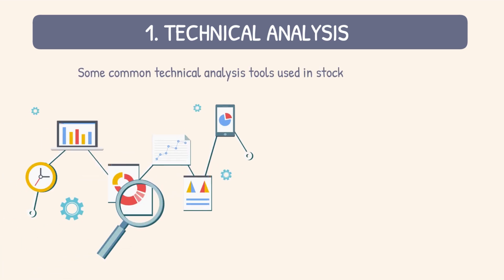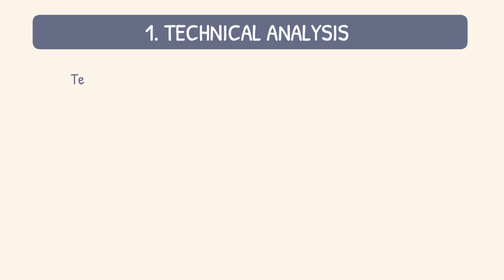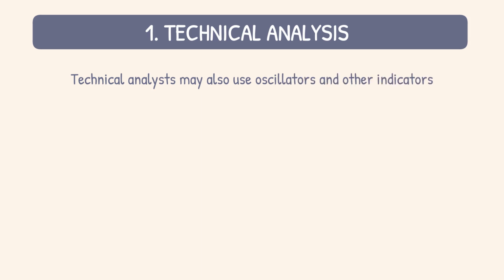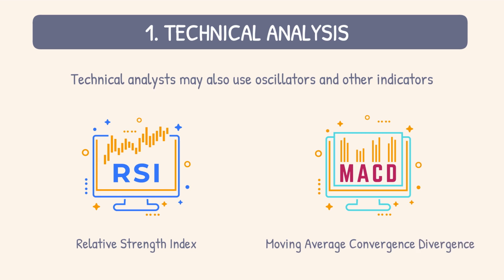Some common technical analysis tools used in stock trading include moving averages, trend lines, support and resistance levels, and chart patterns such as head and shoulders, double tops and bottoms, and triangles. Technical analysts may also use oscillators and other indicators, such as the Relative Strength Index, RSI, or Moving Average Convergence Divergence, MACD, to help identify momentum and potential turning points in the market.